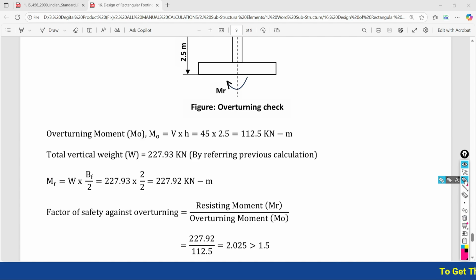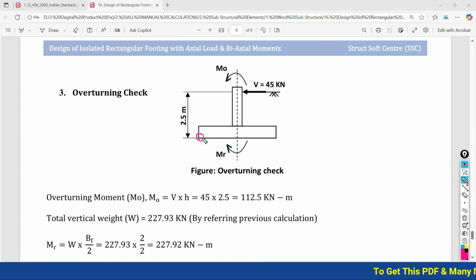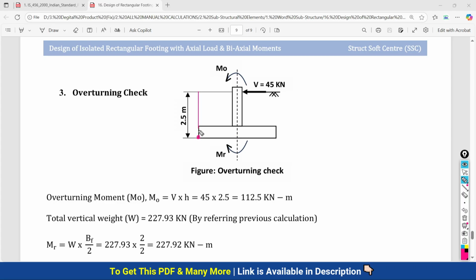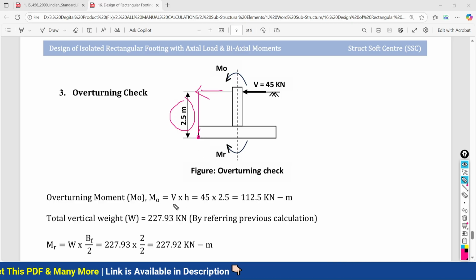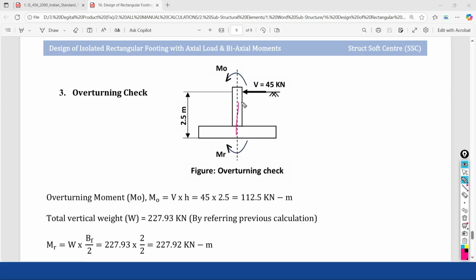Resisting moment will be what? Actually this point we are going to fix, not that point. In reference to this point, the perpendicular distance to this lateral load is again 2.5, so that is the same. There is no problem with your overturning moment. The overturning moment is correct. Now this self weight of the footing plus the weight of the soil is going to act from the center point, and we are going to fix this point.